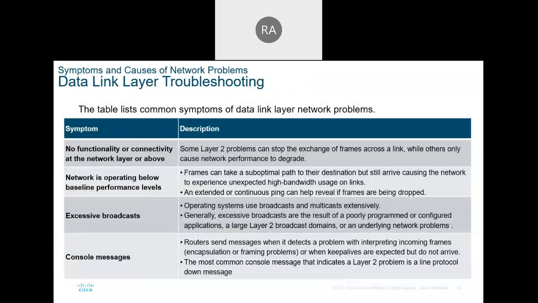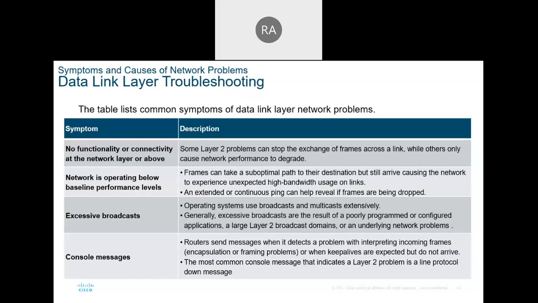And that could make our network slow down or reduce in speed because of excessive broadcast or multicast on the network. And the frames that will be going from source to destination will have a suboptimal path to their destination because of the unexpected high bandwidth usage on the network, probably as a result of a switching loop.